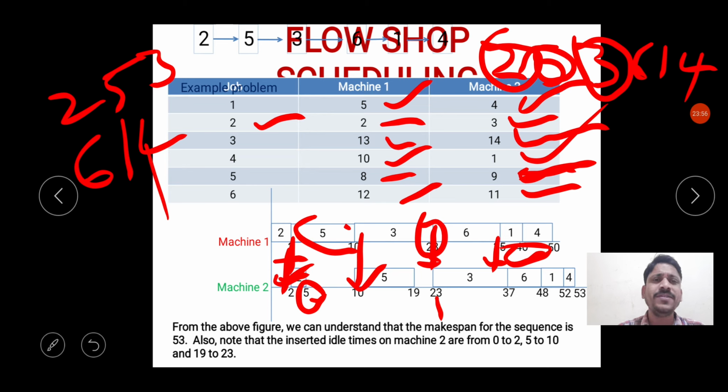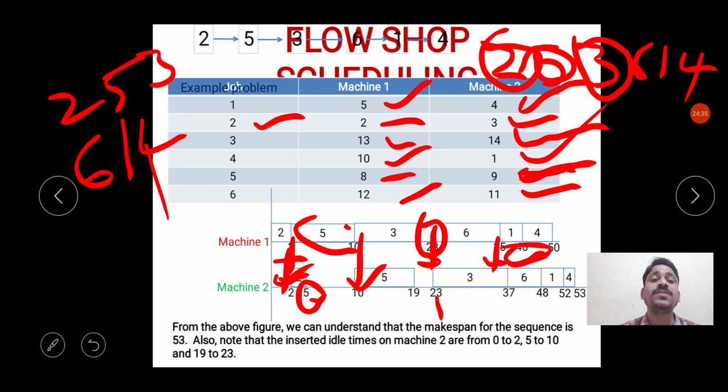And similarly 19 to 23 also there is no work, because job 5 finished at 19 hours and at 23 hours only job 3 started. So from 19 to 23 machine 2 is idle. So if you are asked to find the idle times for both machines, for machine 2 you can see here 0 to 2 is 2 hours, 5 to 10 is 5 hours, 19 to 23 is 4 hours. So 2 plus 5 plus 4, right? 11 hours will be the idle time for machine 2.